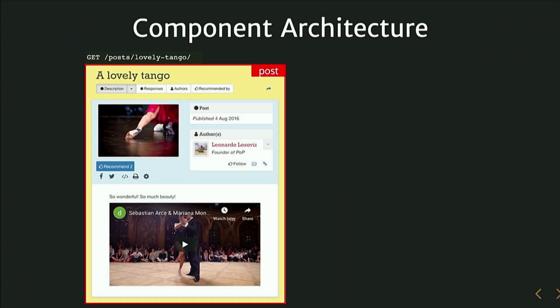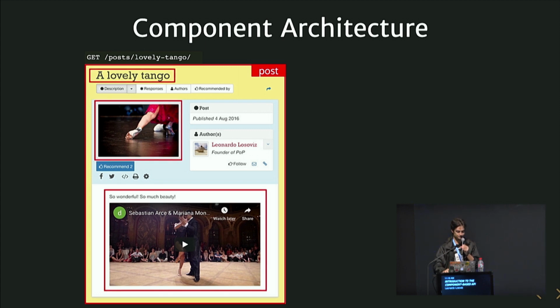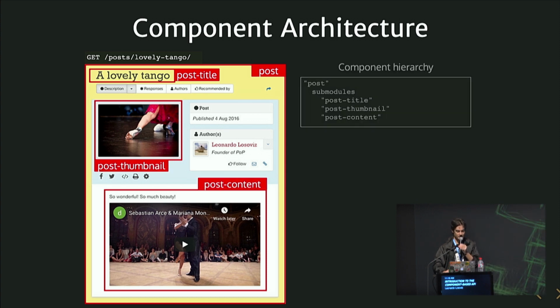So this is the component architecture. Let's say that we actually have a page, in this case, /post/lovelytango. At the very top of the page, my component is called post, and it will contain some other components, right? So in this case, I have a subcomponent called post title, one called post thumbnail, and one called post content. The way to represent this is very simple, okay, just like that.